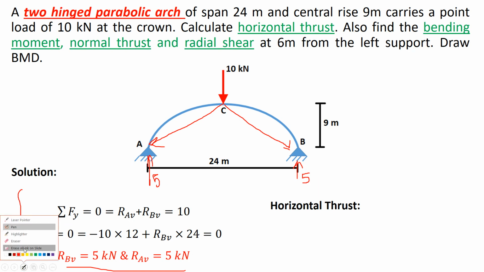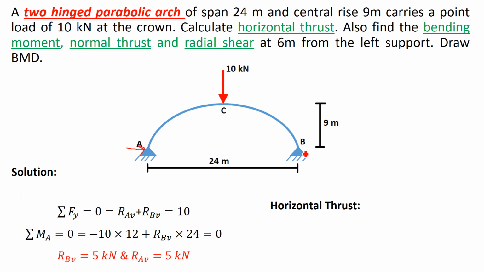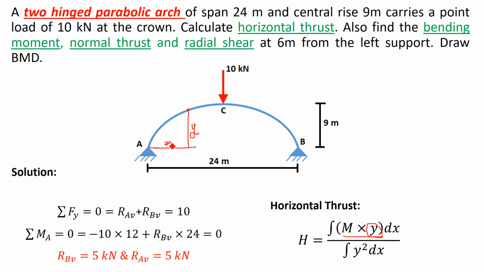Now to find out the remaining two reactions, that is horizontal reaction at A and horizontal reaction at B, which is also called horizontal thrust, we already discussed in the previous problem that there is a standard formula: H equals integration of M into y dx upon integration of y square dx, where y is the vertical distance of any point on the arch. If you select any point anywhere on the arch and find its vertical distance from the horizontal line, this is y, and x is the horizontal distance.